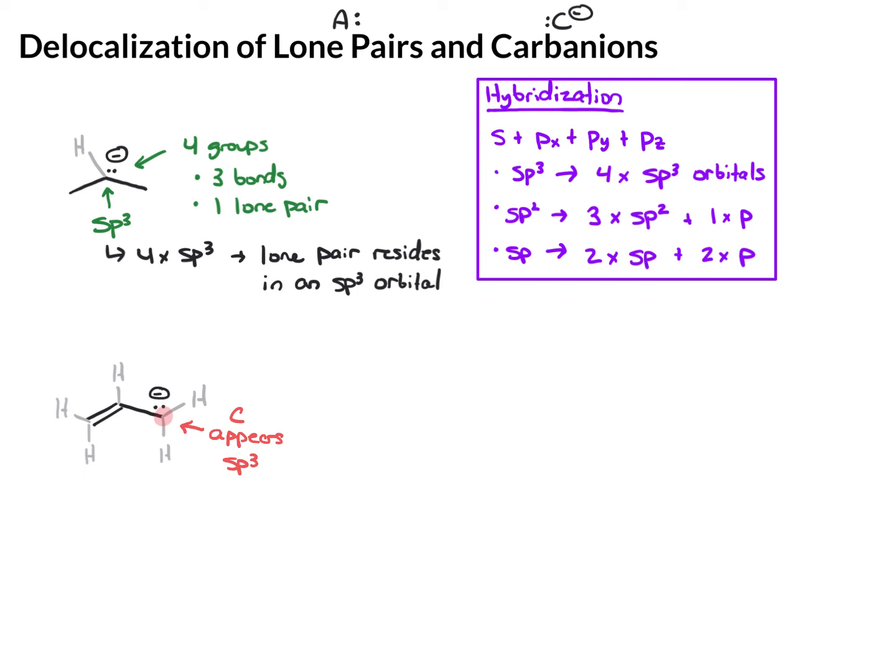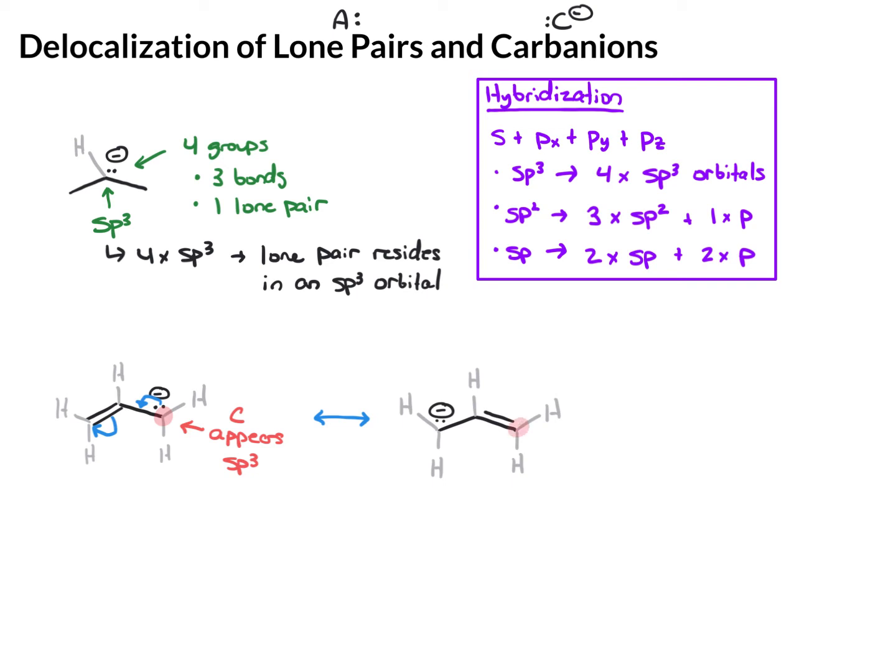All right, but you know a thing or two about resonance, and we can draw a second resonance structure for this. And I can take this lone pair, push it here to form a pi bond, and that will push this pi bond onto the carbon as a lone pair. Let's draw the resulting structure. Here we now have the pi bond on the right side and the lone pair and negative charge on the leftmost carbon.